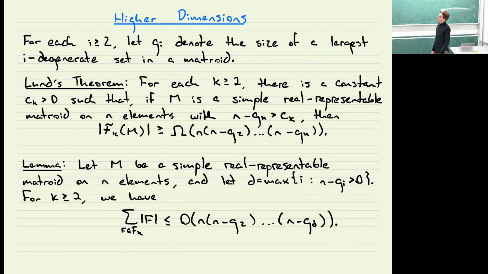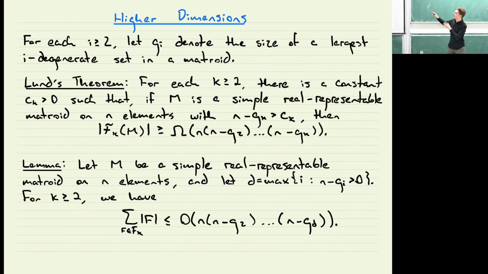And when you look at these two things together, this is telling you immediately that given k, if you have a matroid of really, really high rank, then the average size of a rank k flat in that matroid will be bounded.